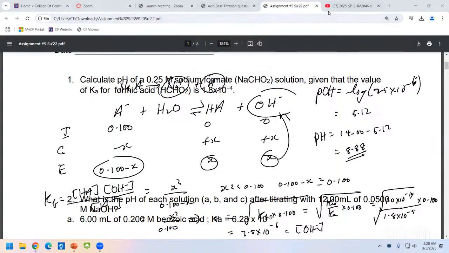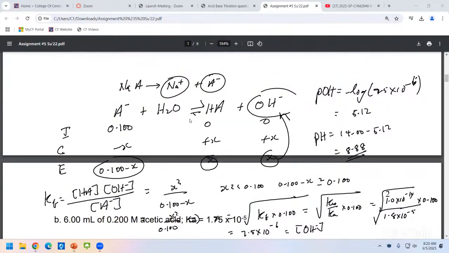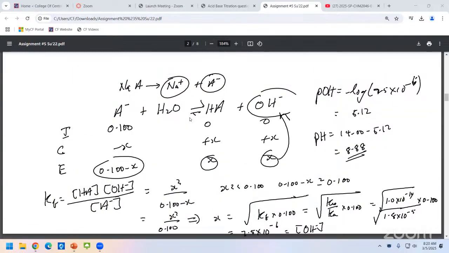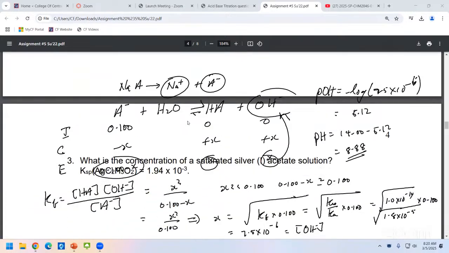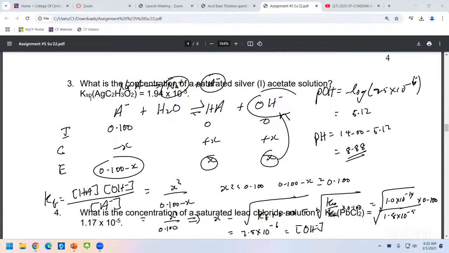And I was just saying that based on what we have covered so far, you should be able to do questions 1 and 2, and 2 has several sections. Okay, so questions 1 and 2 you should be able to do because we haven't done solubility product yet. That's what we're going to do next.